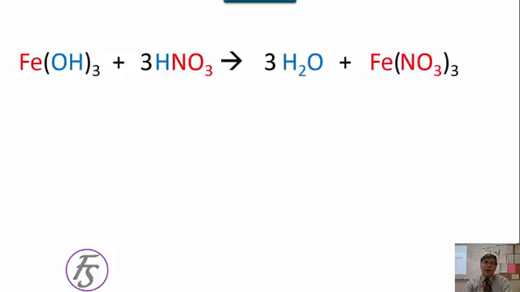That's iron 3 nitrate. So iron 3 hydroxide is my base. Nitric acid is my acid. Water is one of the products, and iron 3 nitrate is my other product.